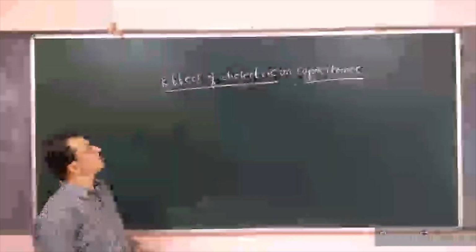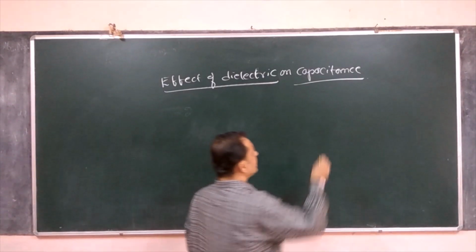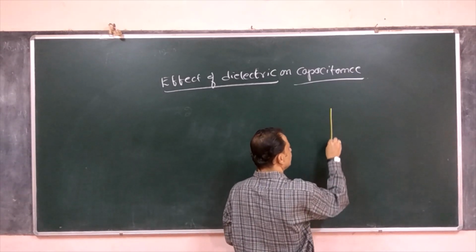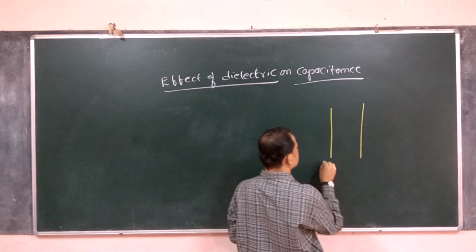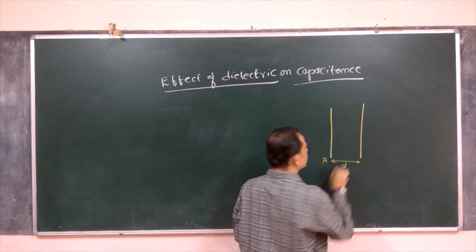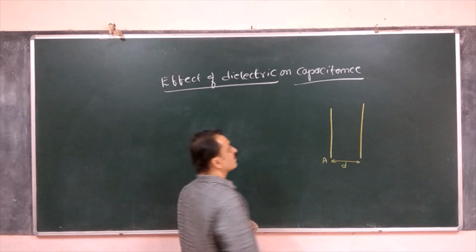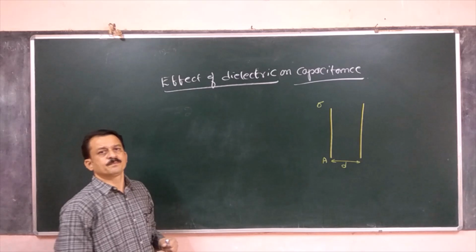Now we will work out what is the effect of a dielectric on a capacitance. Now we will have a parallel plate capacitor. Area of cross section capital A. The distance of separation is small letter d. The surface charge density is sigma.